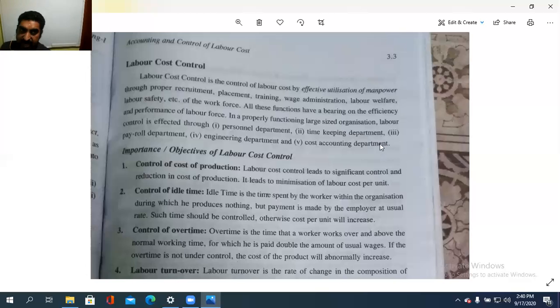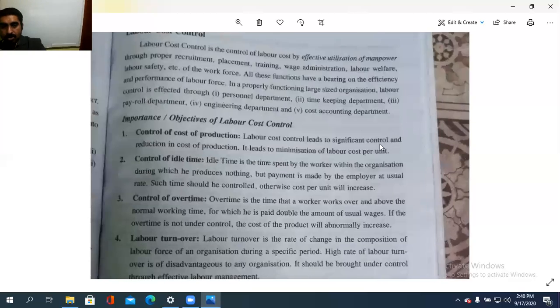So once again, control of idle time. Idle time is the time spent by the worker within the organization during which he produces nothing, but the payment by the employer is still the same at a full rate. So such time should be controlled, otherwise the cost per unit will be increased. So reducing or controlling the idle time.